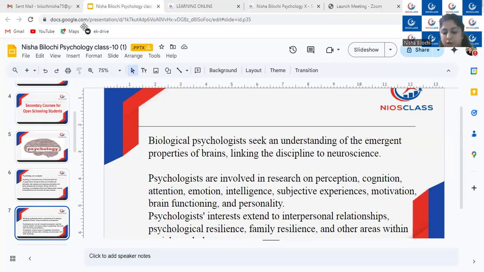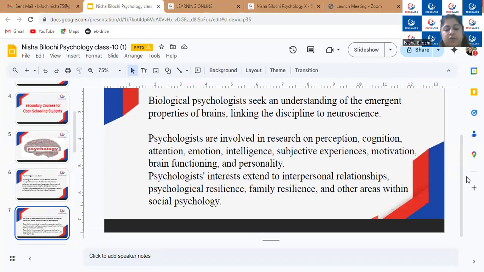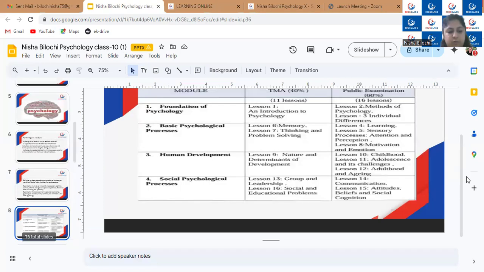What do we have? So psychologists are involved in research on perception. We will be getting to know so much new information related to cognition. What is cognition? Cognition is all the brain related processes: attention, emotion, intelligence, right? All of this is there. Subjective experience, motivation, brain functioning, personality. Psychologists' interest extends to interpersonal relationships also. So you will be very good in your interpersonal relationships after going through this subject, right? Let's move on to the next one.